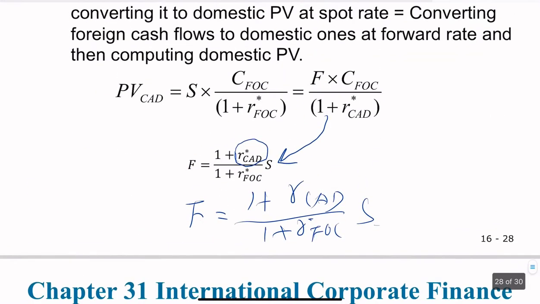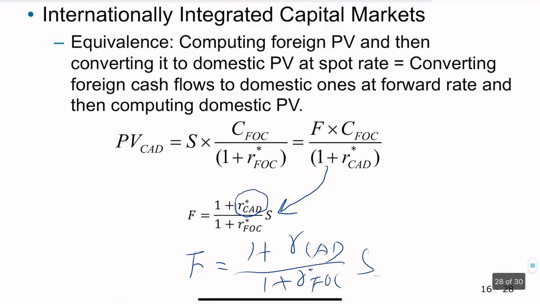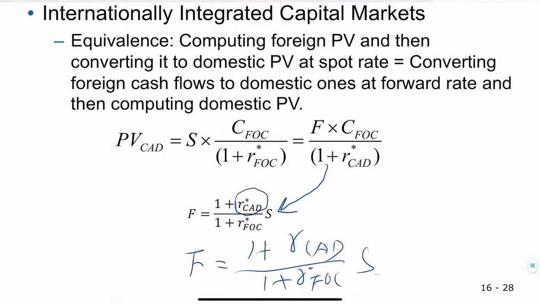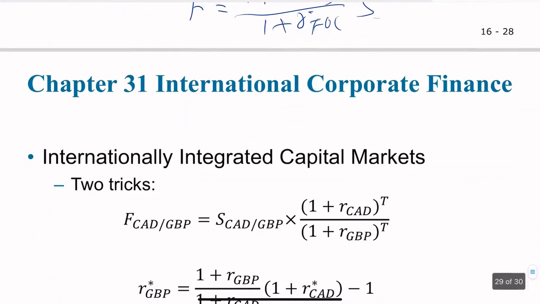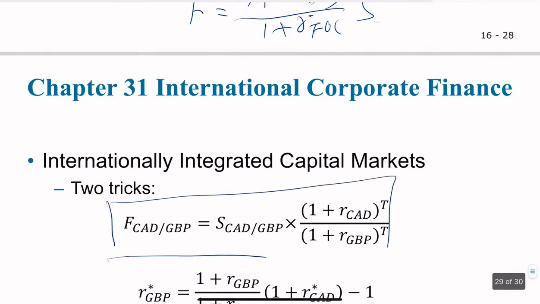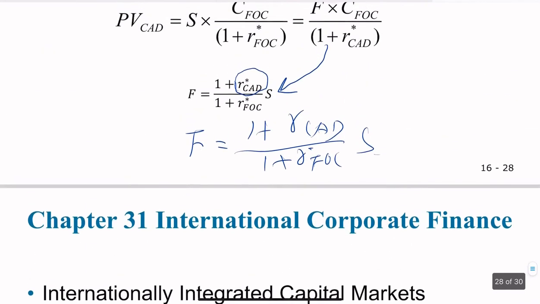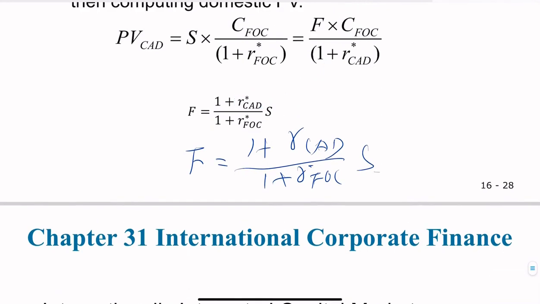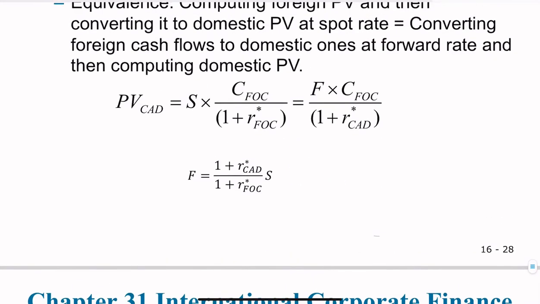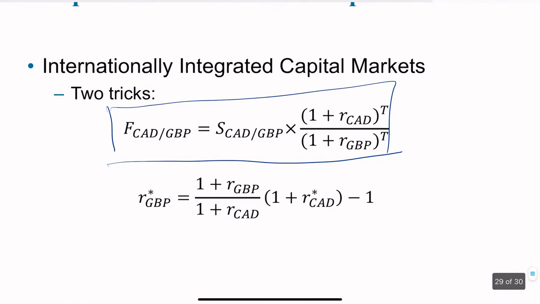And then there are two tricks about doing valuation in the internationally integrated capital markets. The first one is finding out forward exchange rate. Because what you can see here is when you're doing valuation, you will need this forward exchange rate. Right? And if the problem gets tricky, if the problem does not tell you what kind of forward exchange rate you're getting, then you should use the covered interest rate parity to calculate the forward exchange rate by yourself, right?